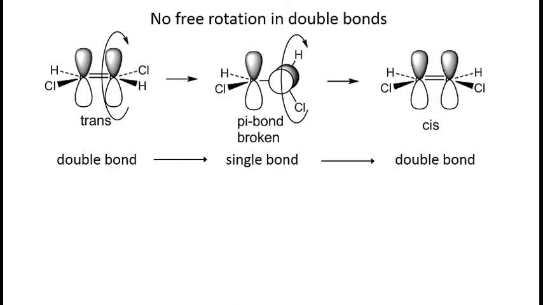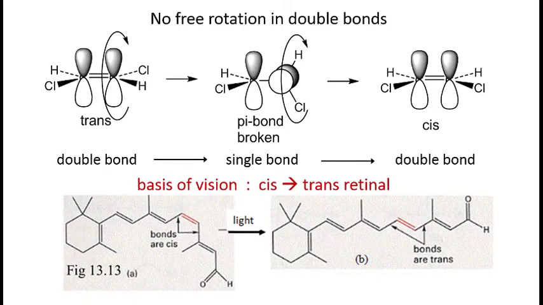For example, the basis of vision is the isomerization of cis-retinal to trans-retinal in your retina. On the left, there is a cis double bond, highlighted in red, that can isomerize to the trans isomer when it absorbs a photon. There is a significant change of shape which is sensed by the protein in which retinal is embedded. Exactly how that sends a message to your brain that you saw light is not fully understood, but the whole process requires light because there is not free rotation in double bonds.